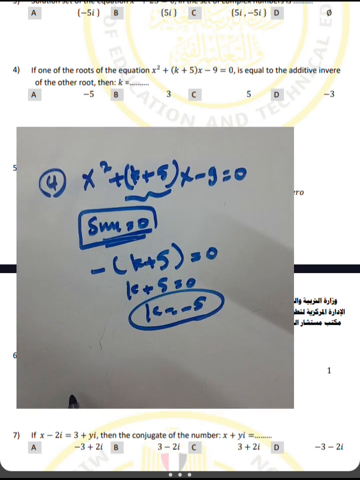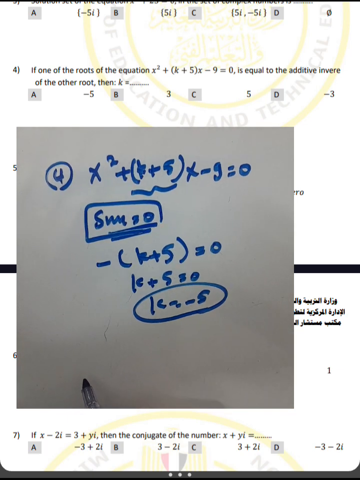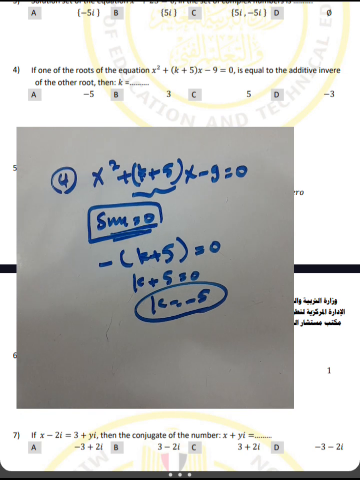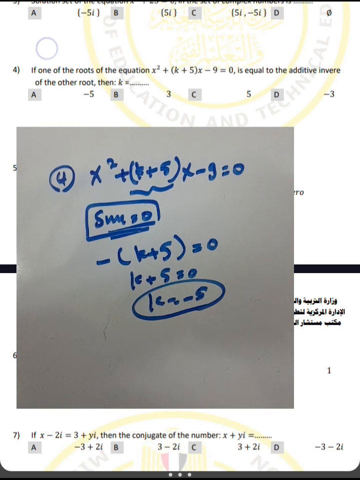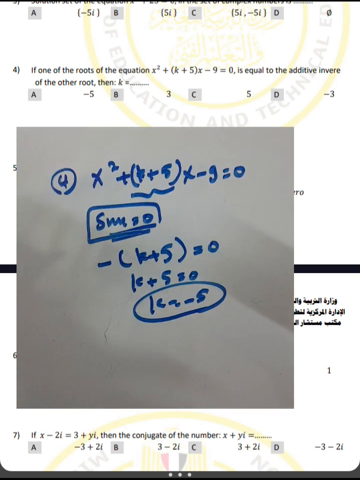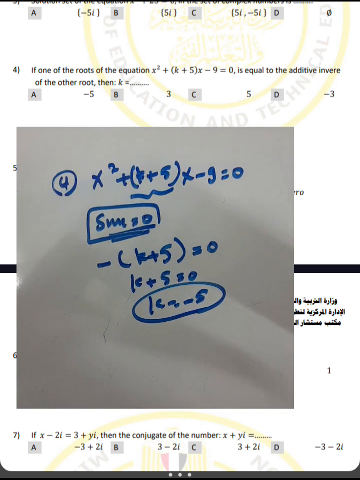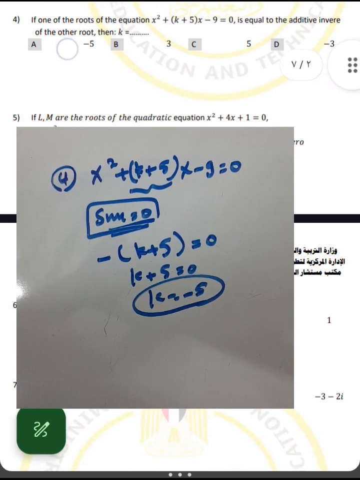Okay, understood? He gives us that one of the roots of the equation is equal to the additive inverse of the other root. It means the sum of them will be equal 0 because they are additive inverses of each other. The sum of them will be 0, such as 5 and negative 5. The sum of them will be 0. Then you must choose letter A.